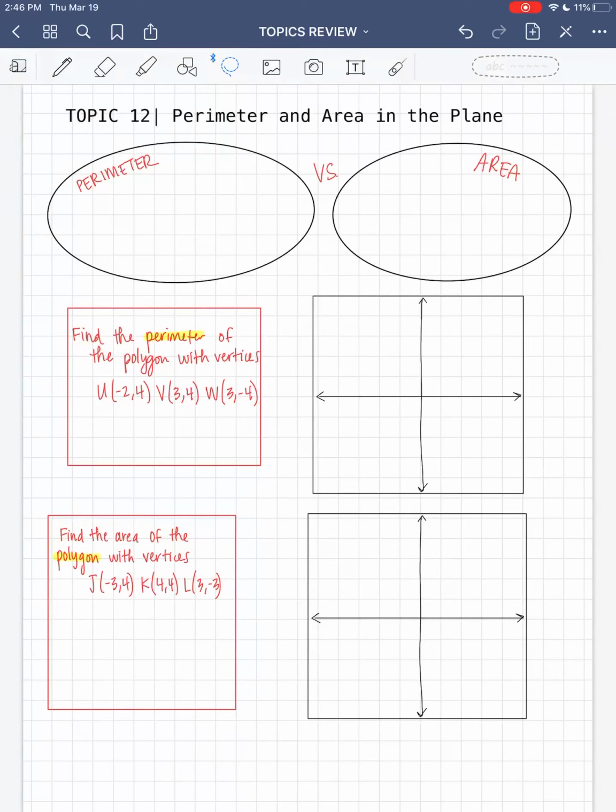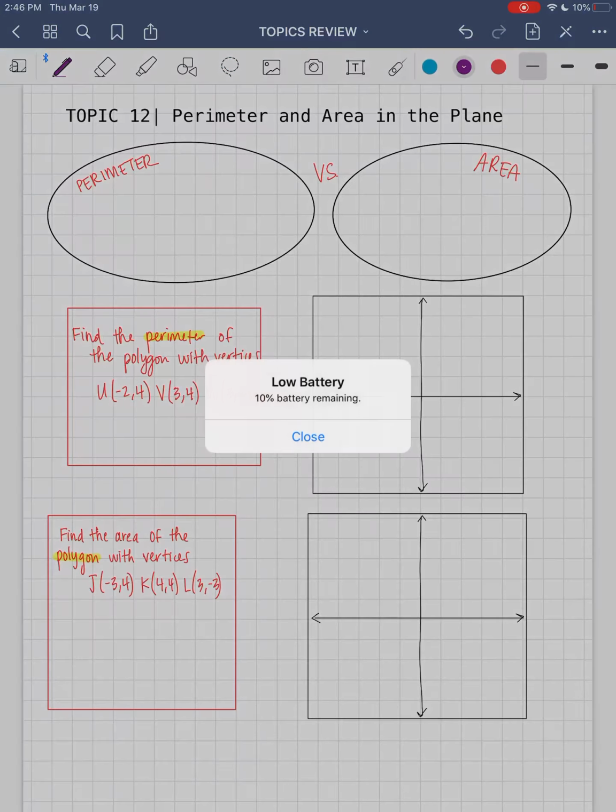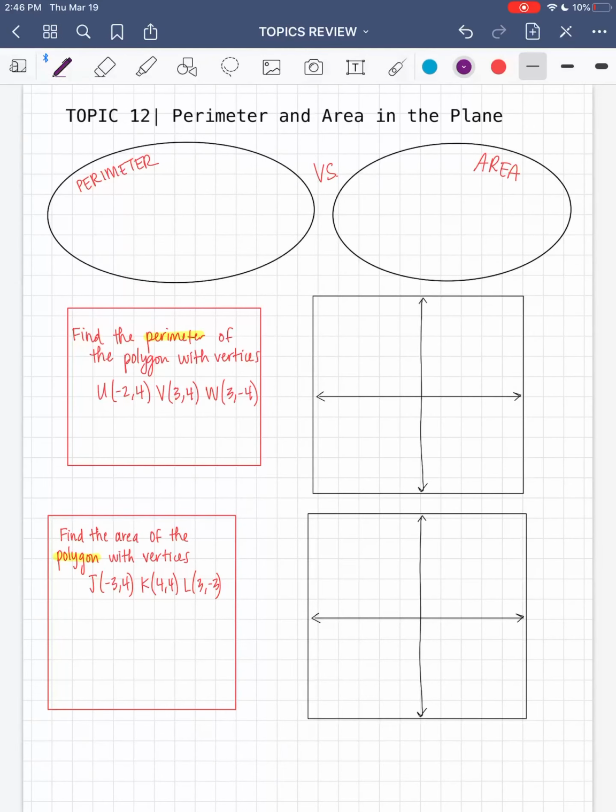We're at 11%. We've got to get this done. This is second take on this because I just royally screwed up. See, look, low battery. Okay, here we go. We got to get this done.